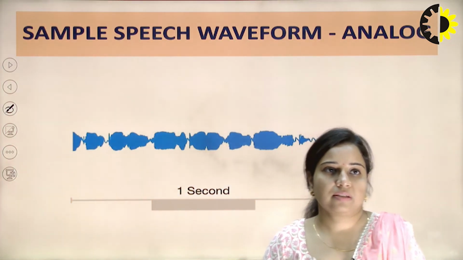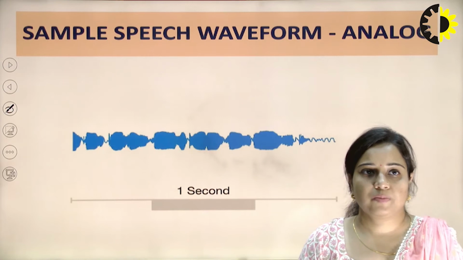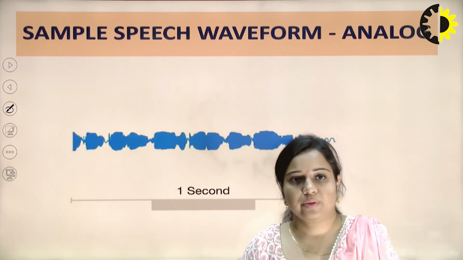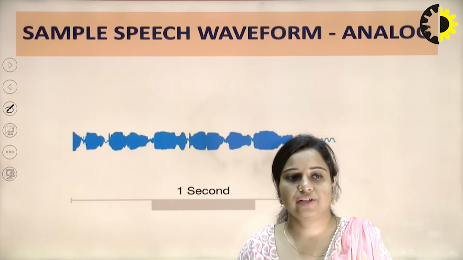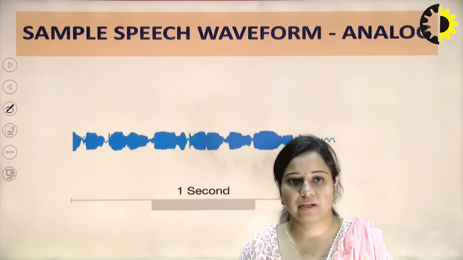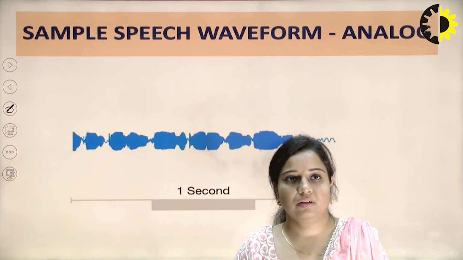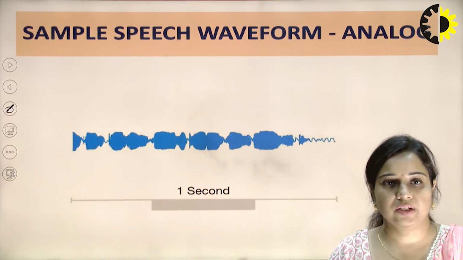Now next is the sample speech waveform, that is analog. What is a sample speech waveform? A speech signal is continuous in nature. It is a one-dimensional signal. It is explained on the time axis only. It has amplitude and time. So when you want to modulate the speech signal, it is a continuously varying signal.